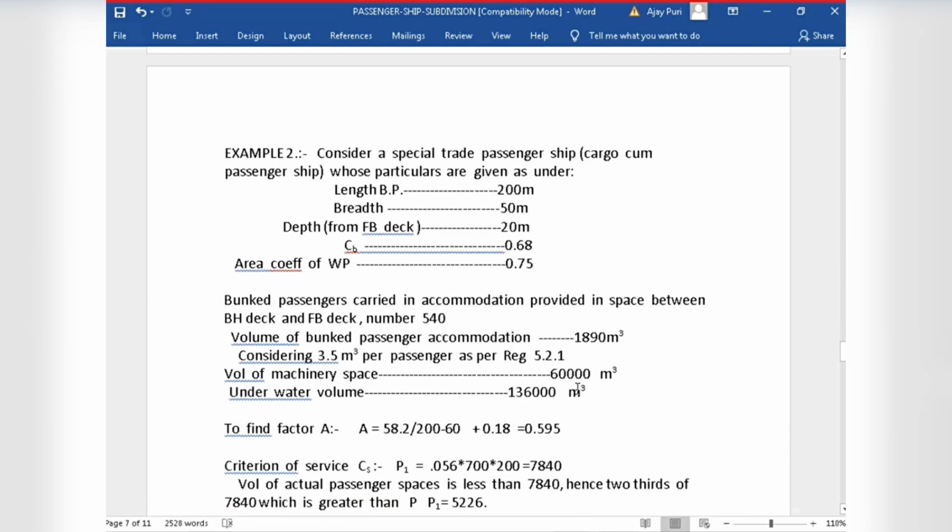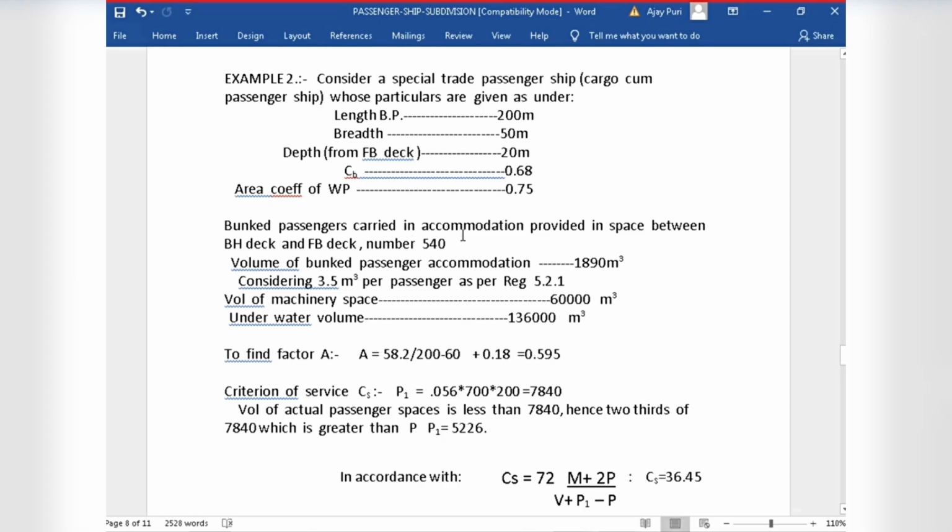We have another example. Now consider a special trade passenger vessel, which is a cargo cum passenger ship. The length is given, the breadth is given, the depth is given, and the coefficient of water plane area is 0.75. Bunk passenger accommodation is provided in spaces at the bulkhead deck and freeboard deck, numbering 540. Volume of bunk passenger accommodation is 1890, considering 3.5 meter cube per passenger of space. Volume of machinery space is 60,000 meter cube.